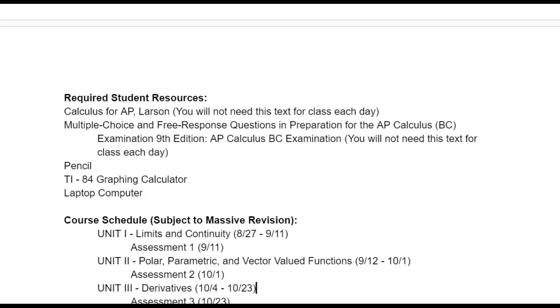And then there's a second book for this course, which is the multiple choice and free response questions in preparation for the AP Calculus BC exam. It's the 9th edition. You do not need this for each day. And in fact, we're not going to even touch that book until we get to exam review at the end of the year.